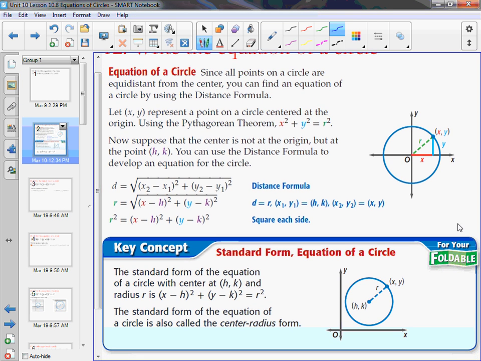To find the equation of a circle, since all points on a circle are equidistant from the center, you can find an equation of a circle by using the distance formula. Let the ordered pair x, y represent a point on a circle centered at the origin. The origin is 0, 0. And if you do that, look what they've done here, okay? You've got the center of the circle at 0, 0.